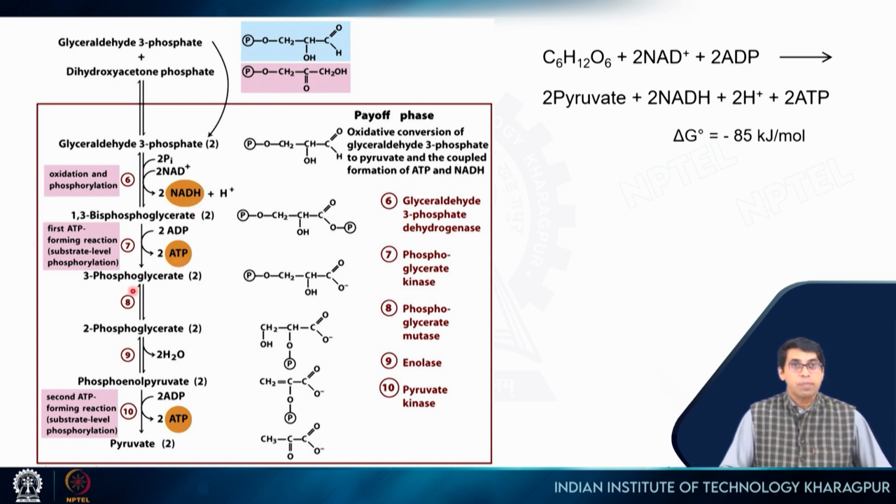Then this 3-phosphoglycerate gets converted to 2-phosphoglycerate. So what happens is that the phosphate group is transferred from this third carbon to this second carbon, on this OH group. So the numbering is, this is carbon 1, this is carbon 2, this is carbon 3. So the phosphate was on carbon 3 OH, now it is on the carbon 2 OH, right. So it's a mutase, phosphoglycerate mutase, right.